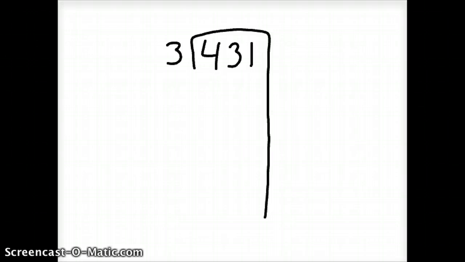And so the first thing we want to focus on is what's the highest number of hundreds, or groups of hundreds, that we could take out of this problem. And I know if I did 100 groups of 3, that would be 300, and I have at least that many. If I did 200 groups of 3, that would be 600, and I don't have that much. I only have 431. So I'm going to take out 100 groups of 3 to start with.